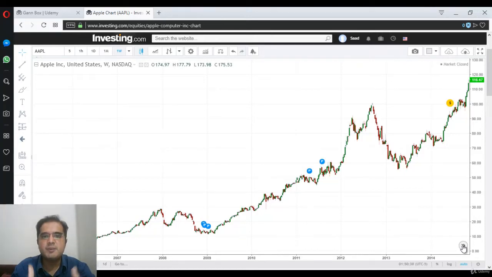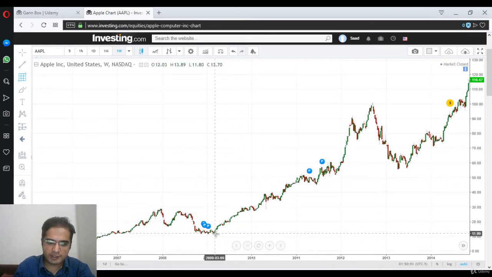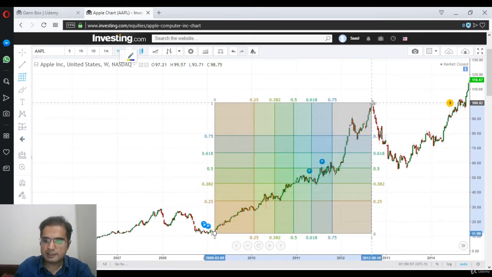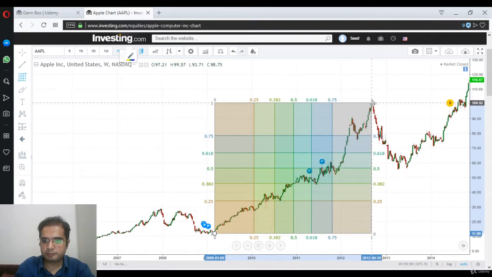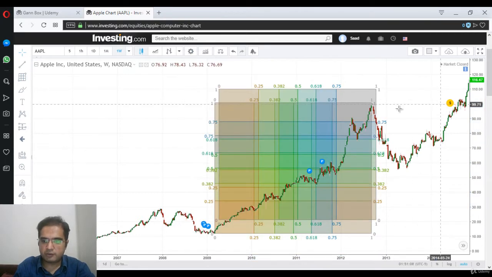Hi guys, let me explain Gann Box on the weekly chart. Now I am selecting Gann Box. And I am selecting from this major low till this major high. And I'm copying, pasting it and putting it right next to it.